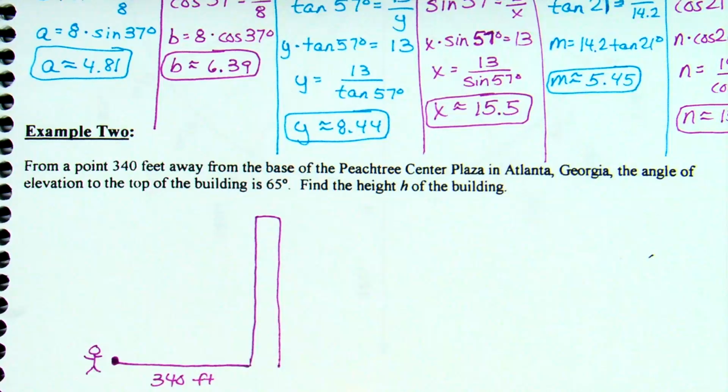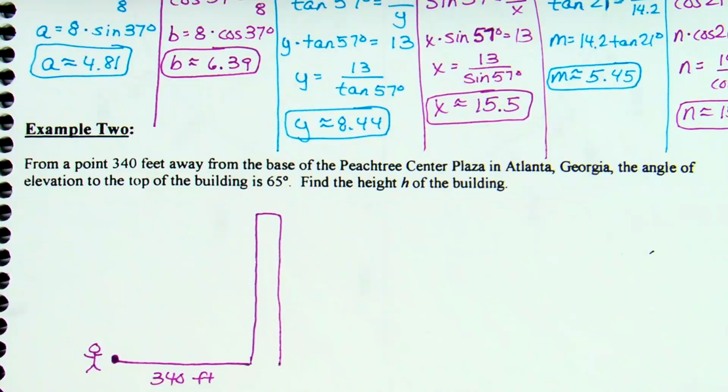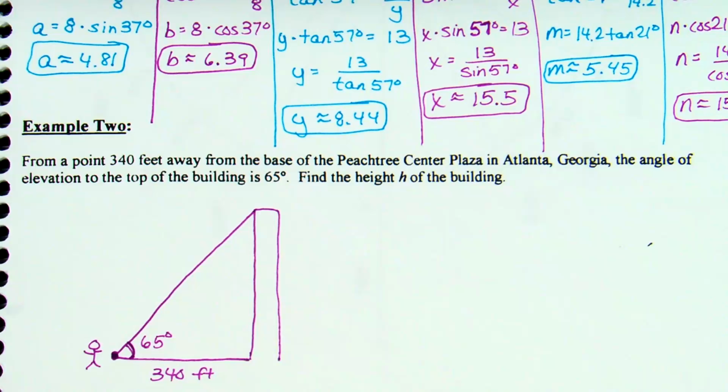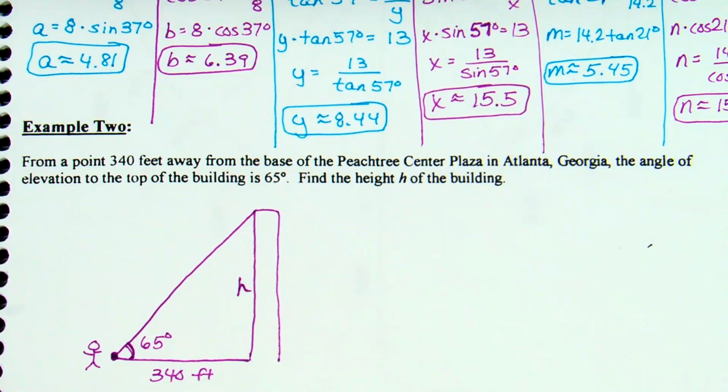It's the hypotenuse. So as I'm standing here and looking up, I'm looking up at an angle of 65 degrees from the horizontal. So that's saying that this angle right here is 65 degrees. And what do they want to know? Height h of the building. The picture was the hard part of the problem.